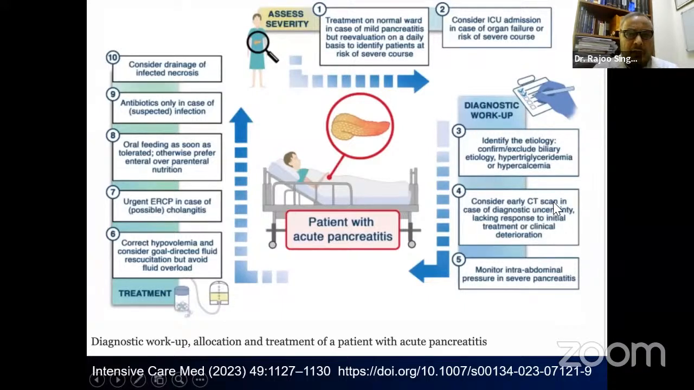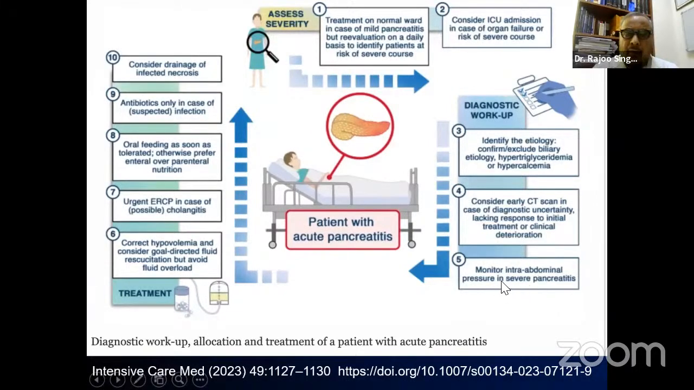Number 4, consider early CT scan in case of diagnostic uncertainty. If you are clear about the diagnosis, please do not get a CT scan. Only if you are thinking of infection and if you're thinking that 1 week or 2 weeks have passed, then a CT scan may be needed.